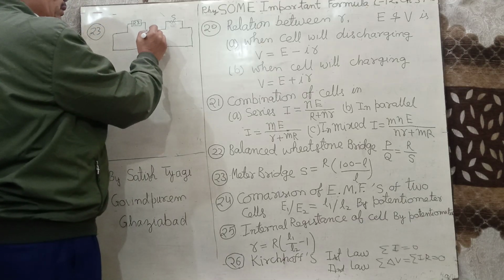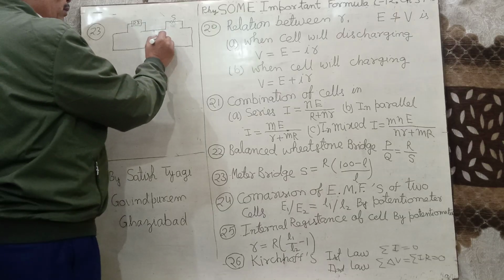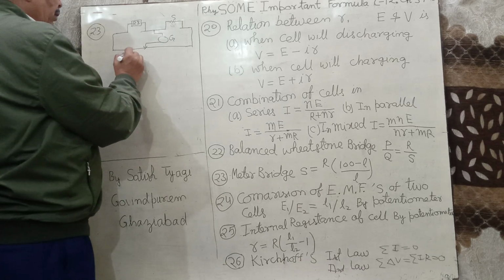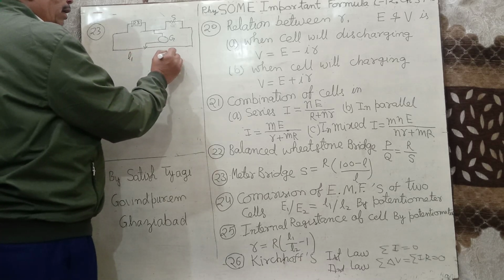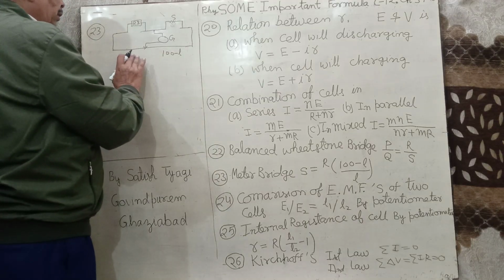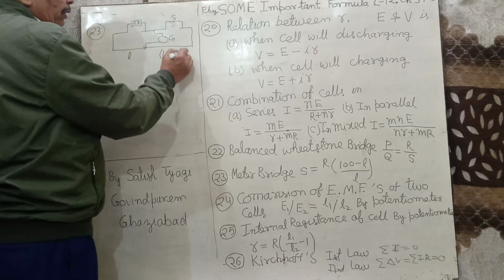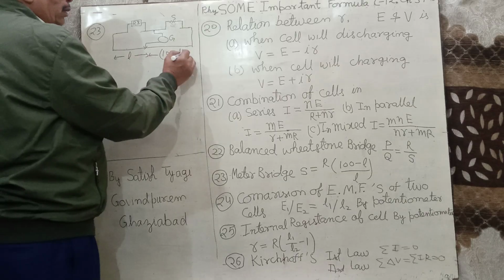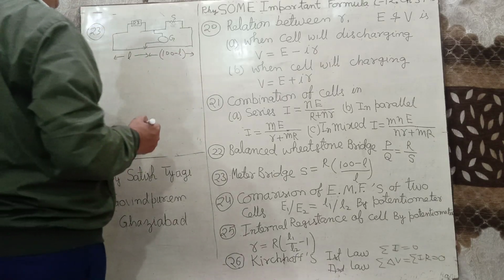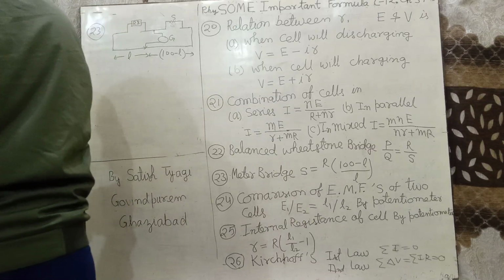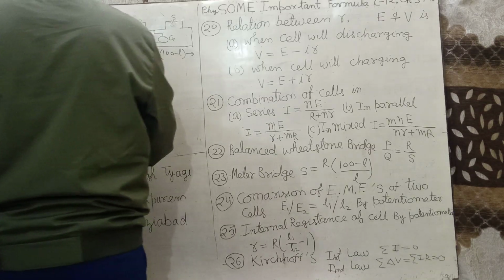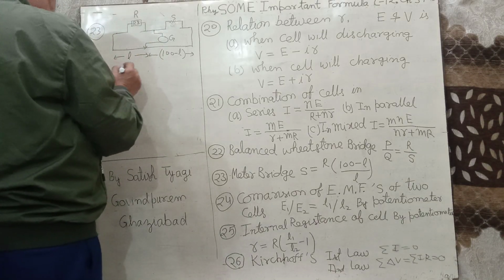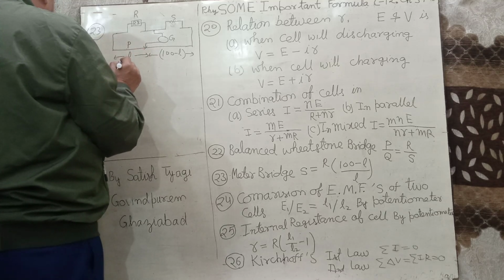This is the midpoint. Here is the galvanometer G, and this is the jockey. This is the length L, and this is the length 100 minus L. In this circuit, let this be R, this be P, and this be Q.